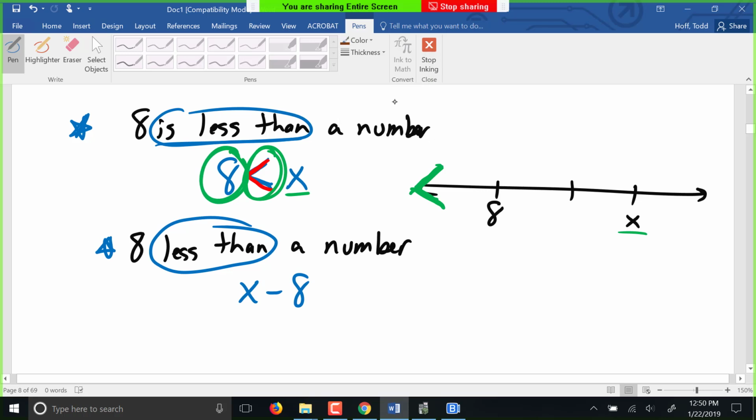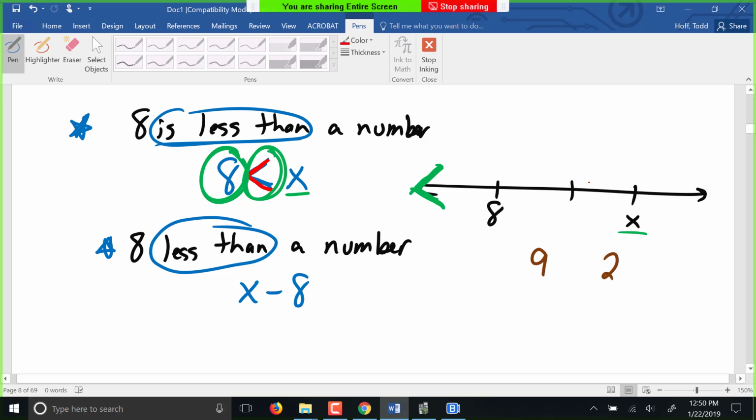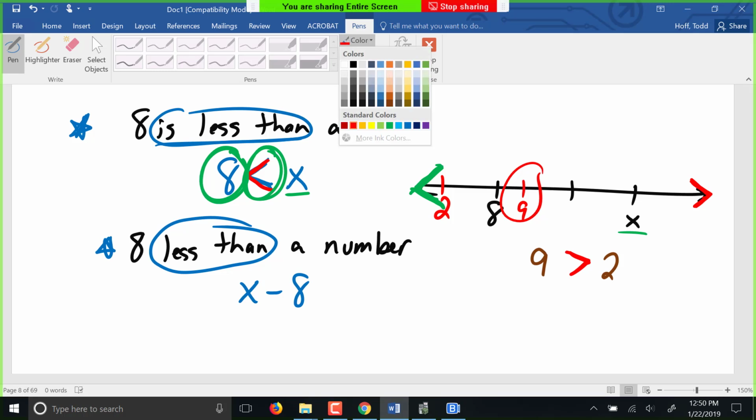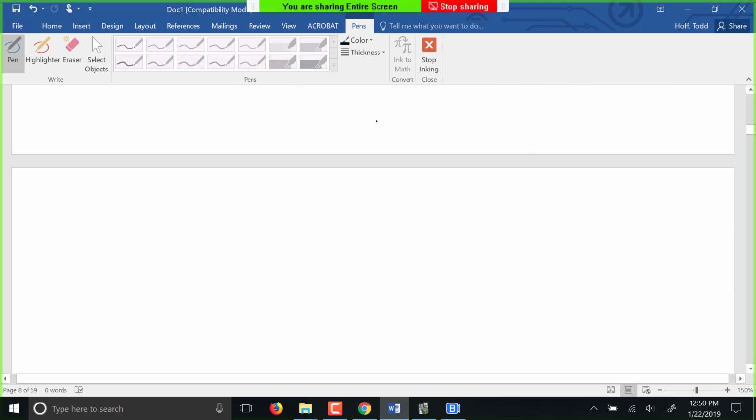If we were comparing 9 and 2, here's 9, here's 2. 9 is on this end of the number line compared to the 2. If that makes any sense. Hopefully that helps you remember. That's actually where those symbols originated from.